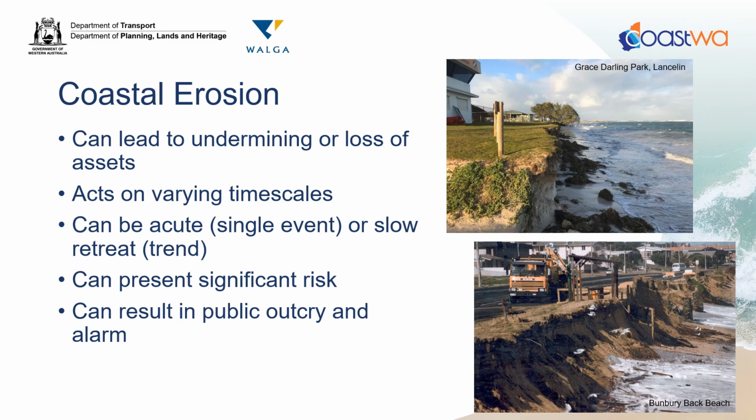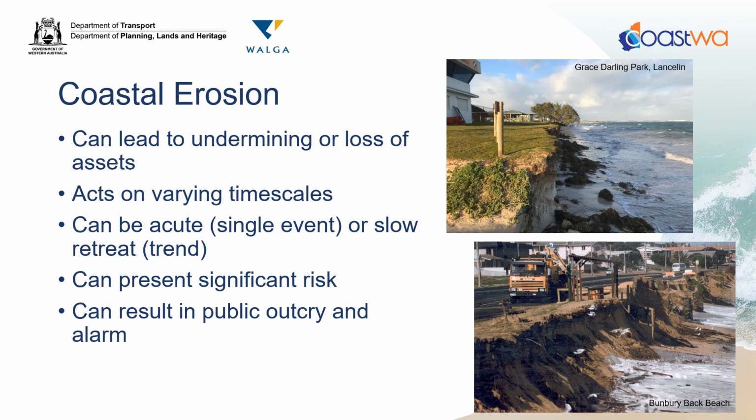So coastal erosion can lead to undermining or loss of asset. It can act on varying timescales. So that classic storm erosion case you see where you experience a significant storm event and the beach disappears overnight. So it can be that acute kind of single event or series of events, or it can be a slow ongoing retreat where year on year you're losing sections and more of your beach and dunes.